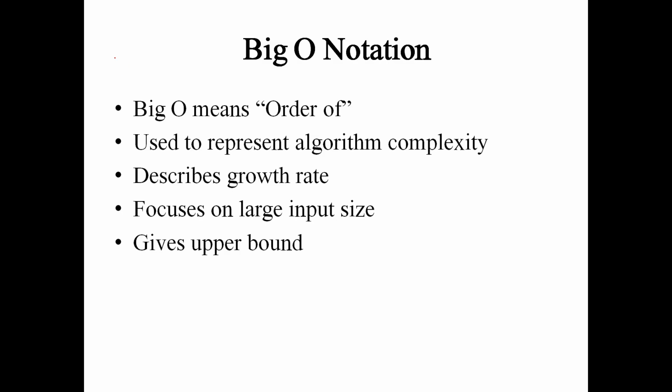Big O notation is one of the most important concepts in algorithm analysis. It tells us the order of growth of an algorithm. Here we do not calculate the exact number of seconds. Instead, we study how the algorithm behaves as the input size increases. So Big O is mainly used to compare algorithms based on their growth rate.